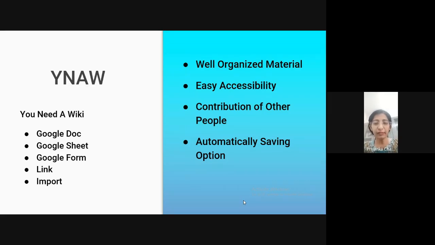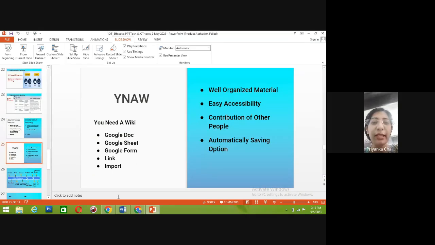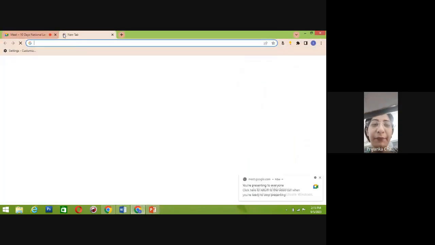You need a wiki. That means it is a subject. You can create your own wiki. Since I'm not using my laptop, you just type you need a wiki. Ma'am, I request organizers to write you need a wiki.